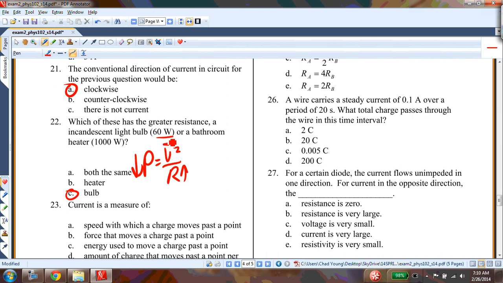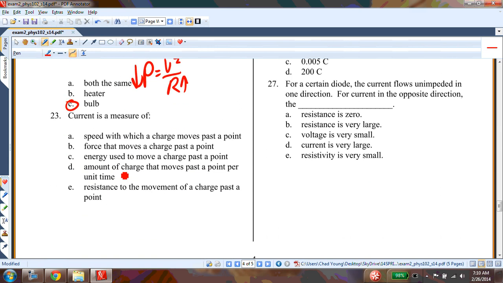Or as we talked about in class, you can intuit it. You can say, well, the one with the greater resistance resists the flow of electricity more. So fewer electrons flow, and so you get less power, so you get less brightness, which is the 60-watt bulb, or the heater, for that matter.